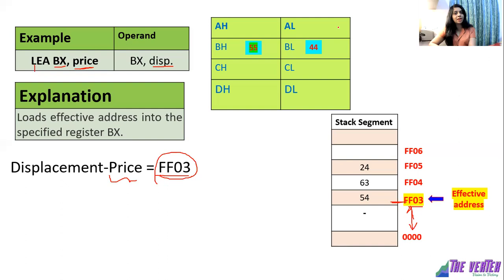What is BX register? BX register is a general purpose 16-bit register which is divided into two parts, that is BL and BH. Let's say BH holds 55 and BL holds 44. So what happens after execution? BL will hold 03 and BH will hold FF. After execution of LEA BX comma price, if the value of price is FF03, then BX register will hold FF03, wherein FF03 is the effective address, that is the distance of the required location from the base location.